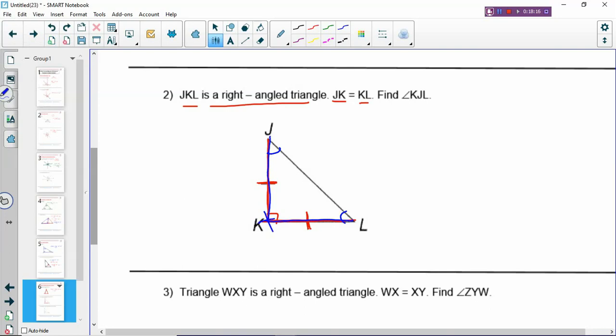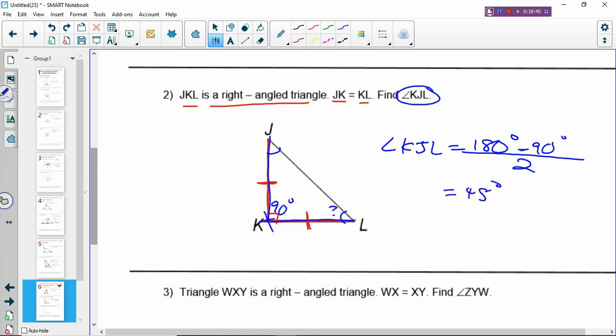So how do you find each of these two angles, which is your KJL? How do we find this angle? You take the sum of angles. Angle KJL is equal to the sum of angles in the isosceles triangle, minus your right angle, which is 90. Then all you have to do is take the answer and divide by 2. And you will get 45 degrees. So this is 45 and this is also 45 degrees. That's how you find each of these two angles that are the same.